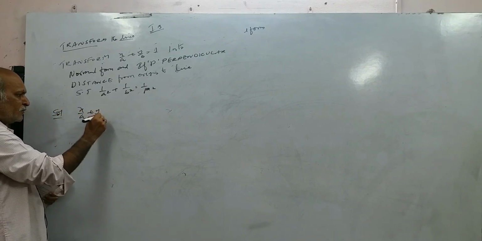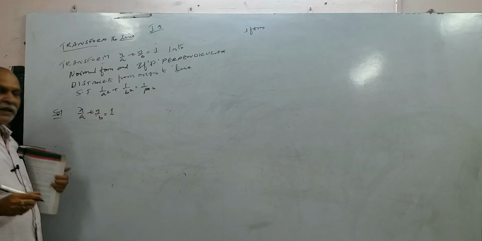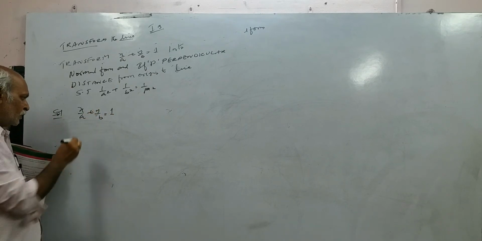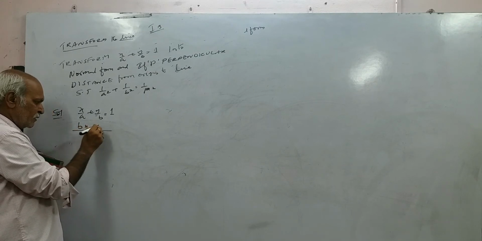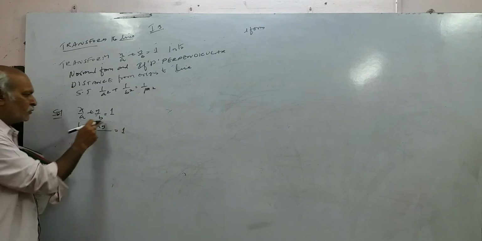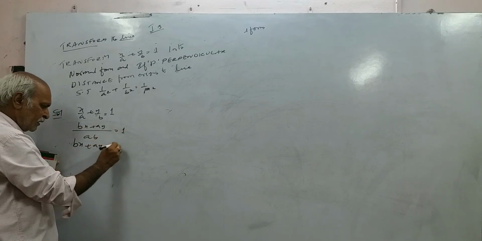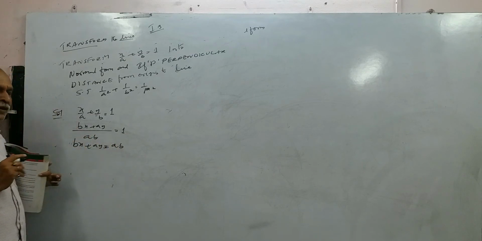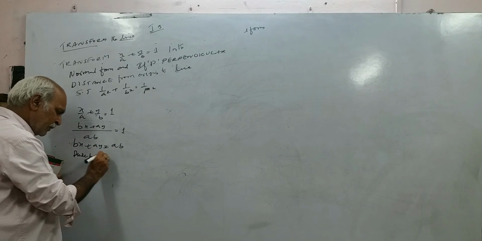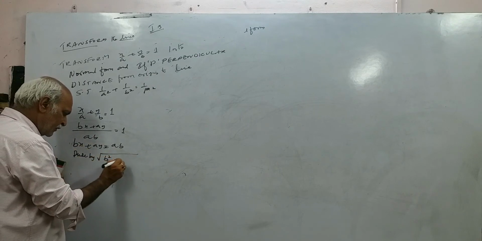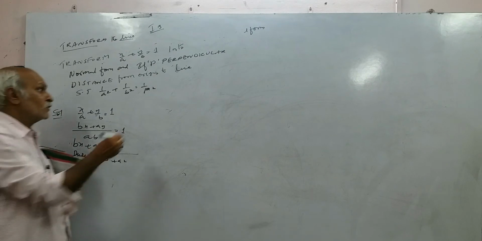x by a plus y by b is equal to 1. So, the LCM is ab. So, bx plus ay is equal to ab by cross multiplication. Now, what do I have to do? Divide by root of b square plus a square. Alright, divide by b square plus a square. So, what will happen?